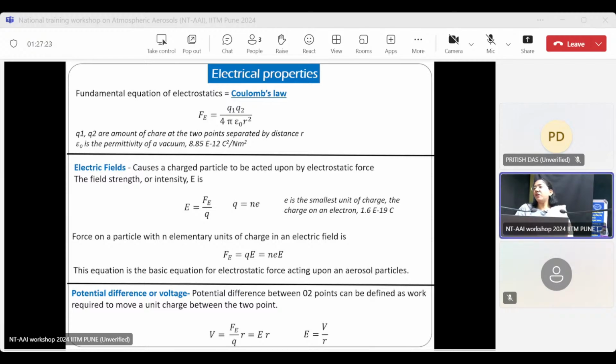So this is the basic equation which is used for the aerosol charge or the force acted upon it. Then we have another term, which is the potential difference or voltage, which again can be linked by electric field and force by using this equation. So now we will see some basic geometry, how the electric field will be distributed in that geometry, and then we will extrapolate that for the aerosol transportation.